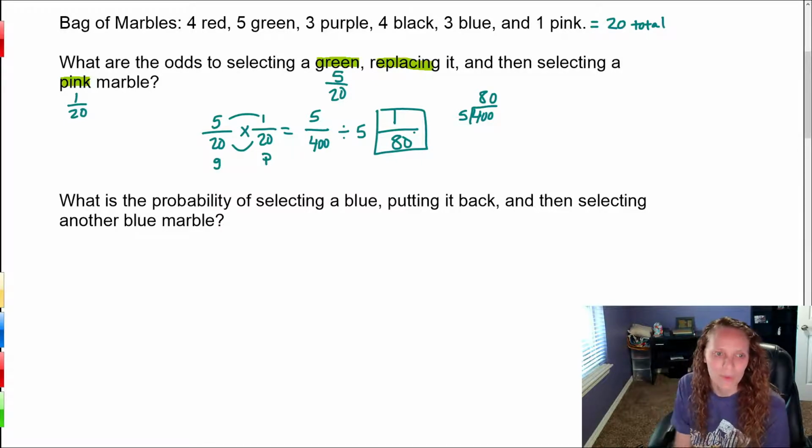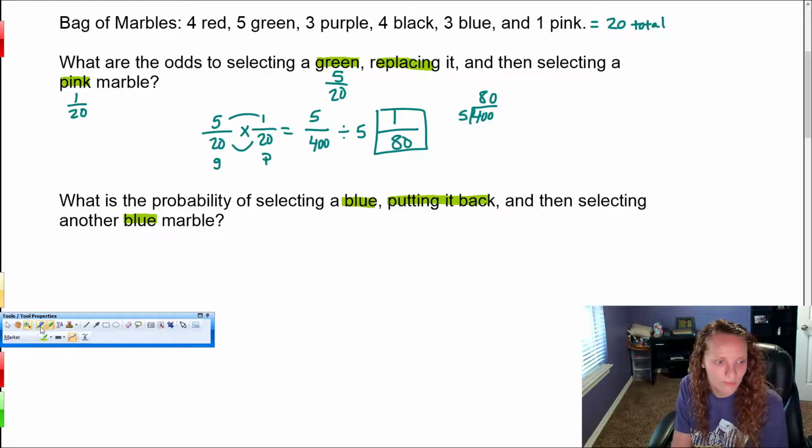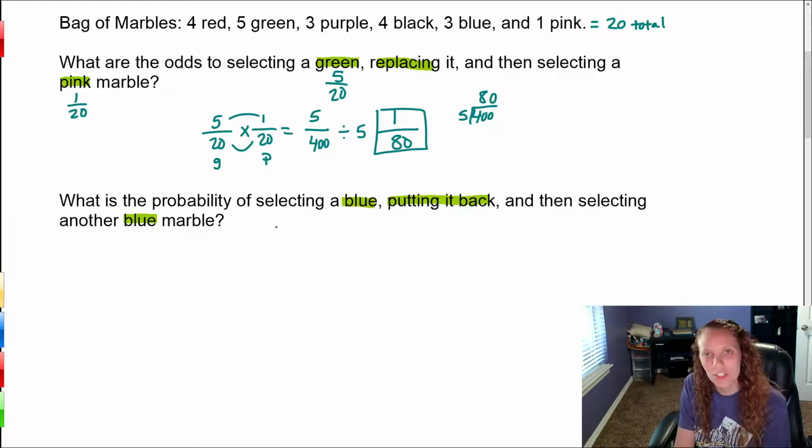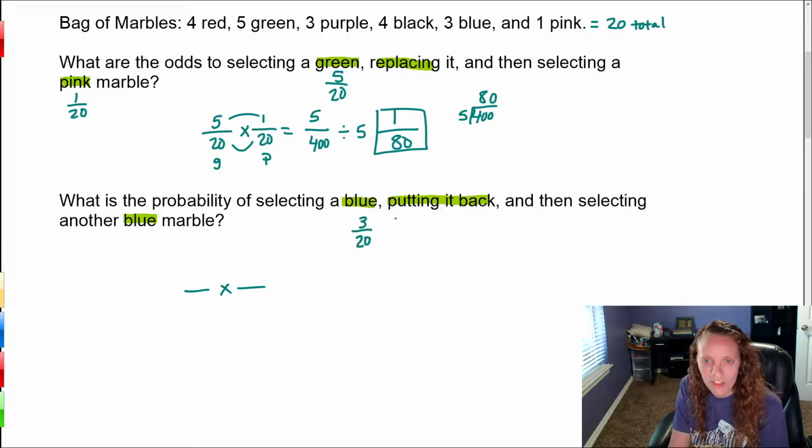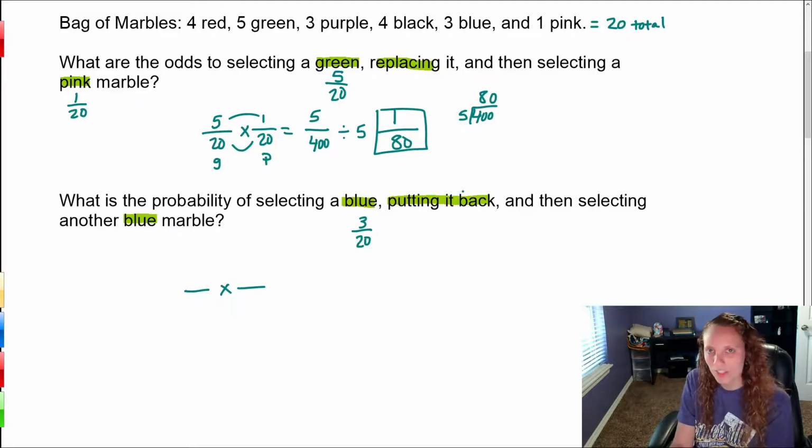Alright, let's look at the next one. What is the probability of selecting a blue, putting it back, which means to replace it, and then selecting another blue? Okay, so since we're going to select 2 blue marbles, we want to set up 2 fractions and multiply them together. The odds of getting a blue is 3 out of the total of 20 marbles. And we're putting it back, meaning the total doesn't change. And then to select another blue would be 3 out of 20.